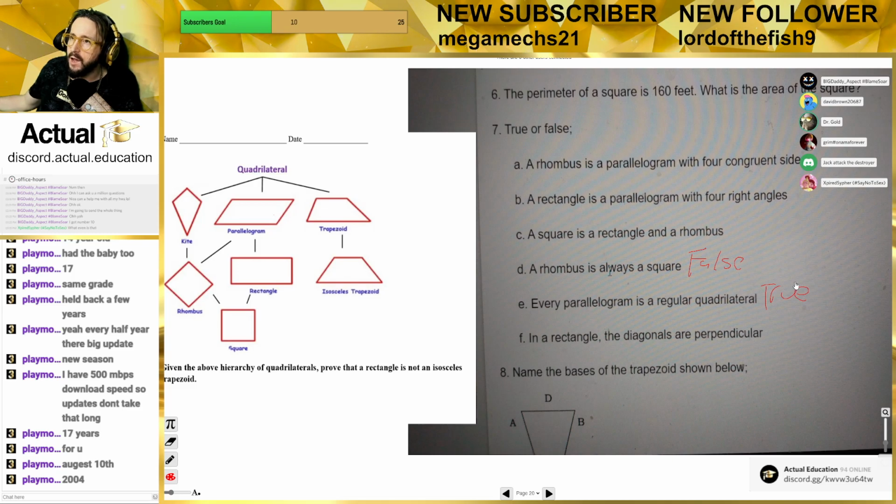In a rectangle, the diagonals are perpendicular. I think that's false. What is perpendicular? Perpendicular means 90 degrees. So these are the diagonals, for instance. Do you see how these diagonals are not perpendicular, right? Because they're not 90 degrees. In a square, however, the diagonals are perpendicular. Do you see this? These are perpendicular. I think also in a rhombus they're perpendicular, and in a kite the diagonals are perpendicular as well.